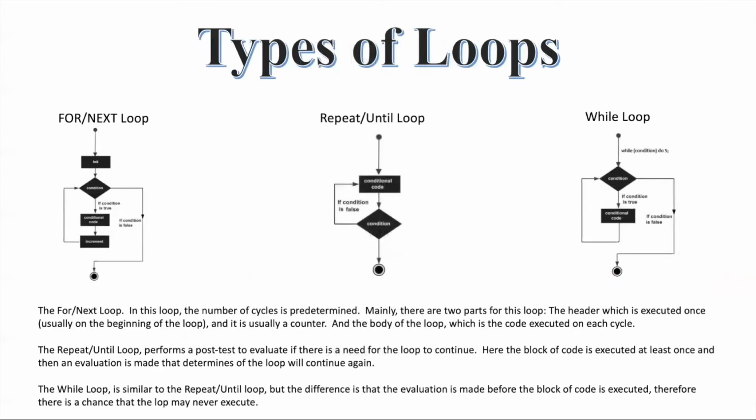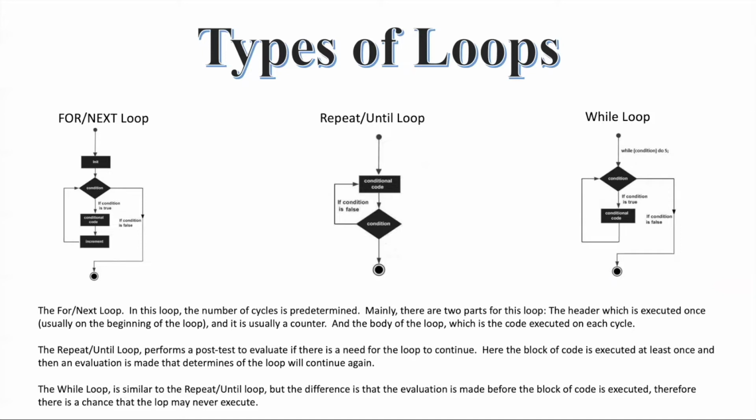So there are basically three types of loops. There's the for next loop, there's a repeat until loop, and there's a while loop. Now, the naming of this differs on the programming language, obviously. So the first type of loop, the most common one, is the for next loop. In this loop, the number of cycles is predetermined.